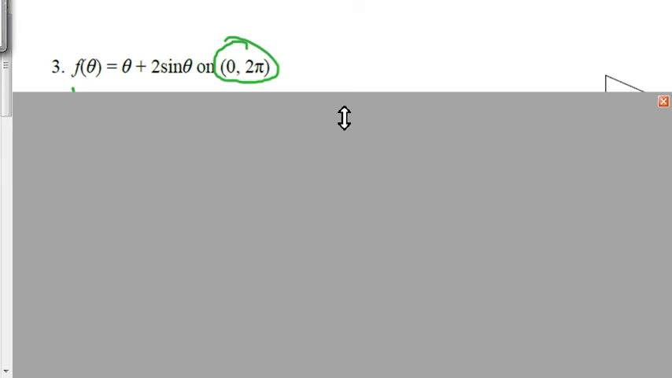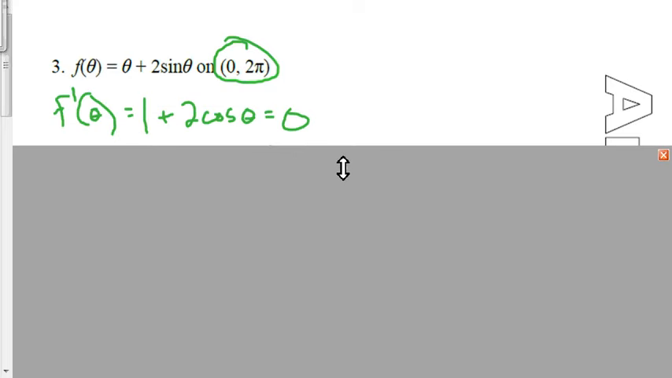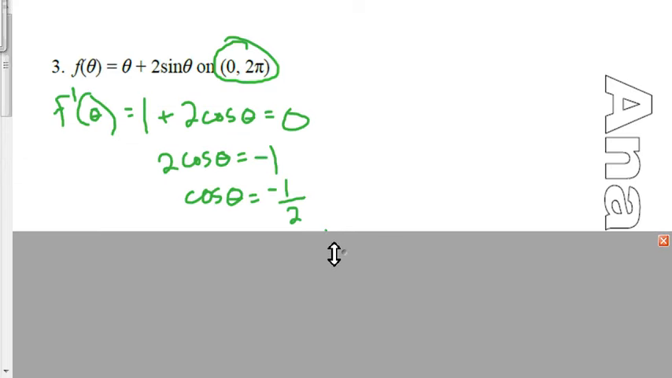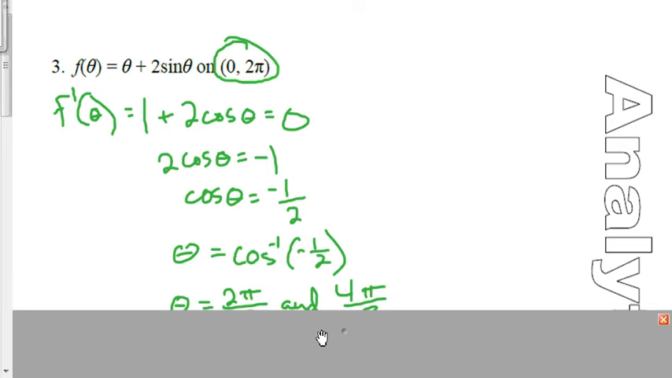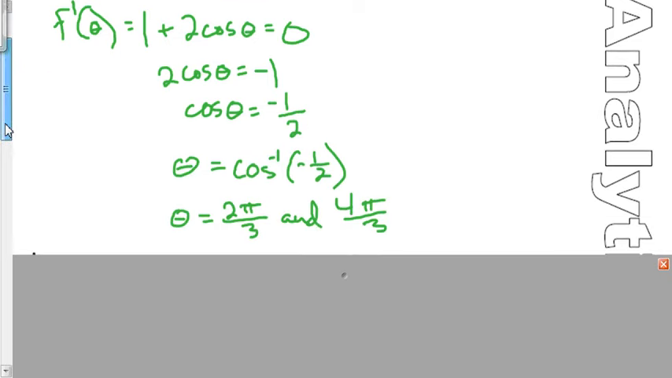Okay, for number 3, first of all, they put a restriction. It's from 0 to 2 pi, obviously. A sinusoidal function would go on and on forever. So let's see if we get 1, 2, 3, 4 answers. So take the derivative, set it equal to 0, solve, and we find that theta equals 2 pi over 3 and 4 pi over 3.